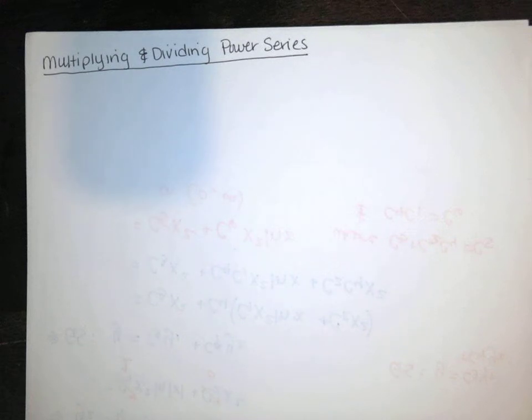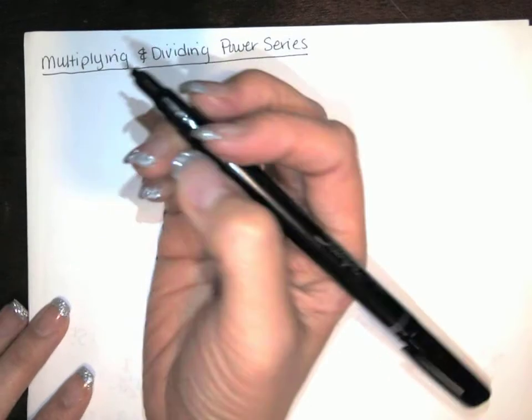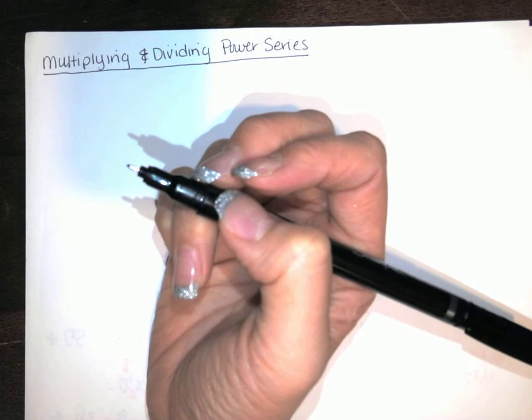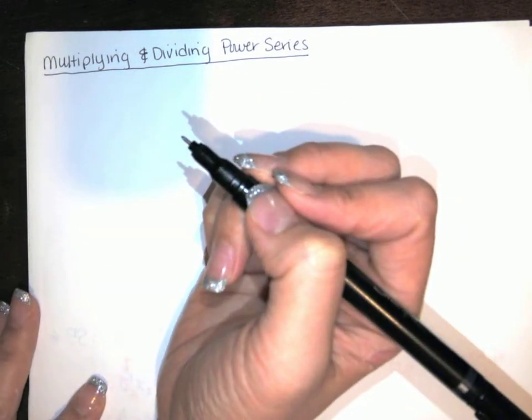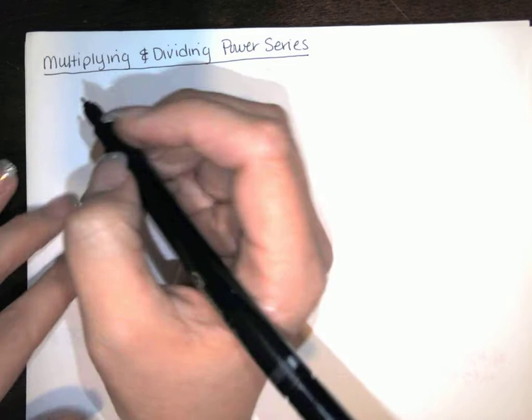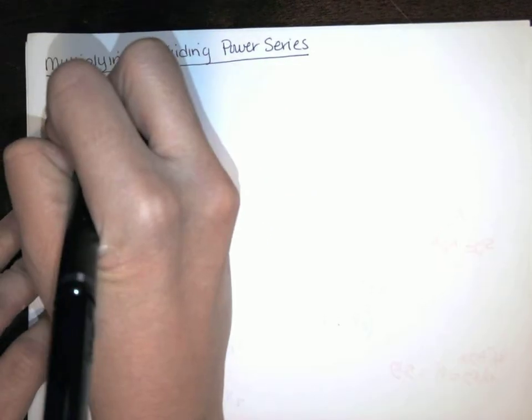In this video, I'll show you a couple of examples of how we multiply and divide power series. Generally, you're just going to multiply and divide power series the same way you multiply and divide polynomials. If you can multiply polynomials, you can multiply power series. So let's say somebody asked you to do this.